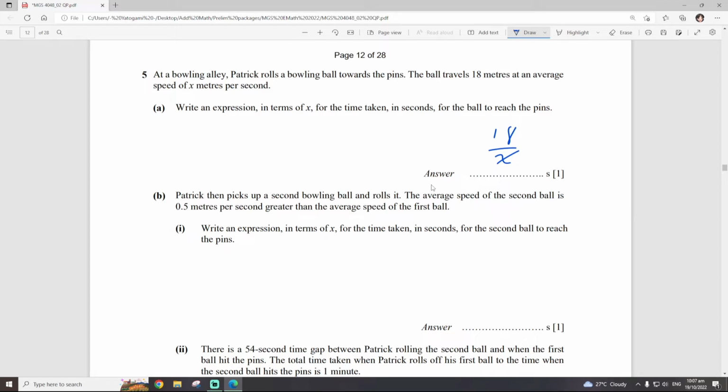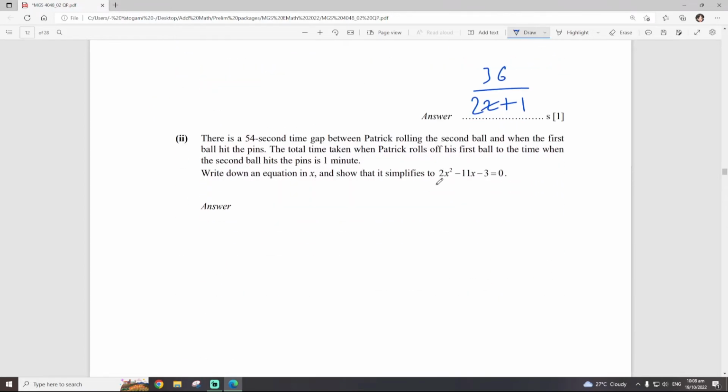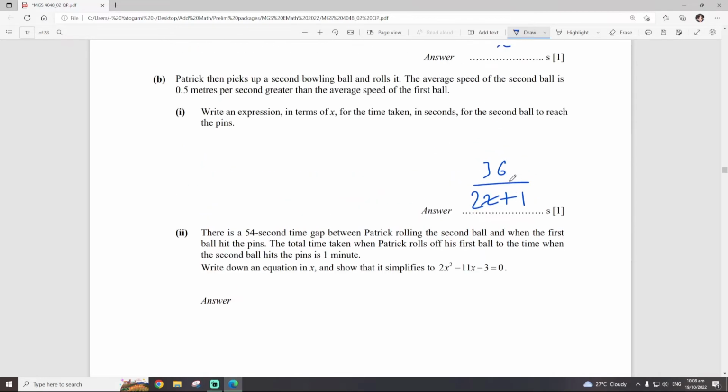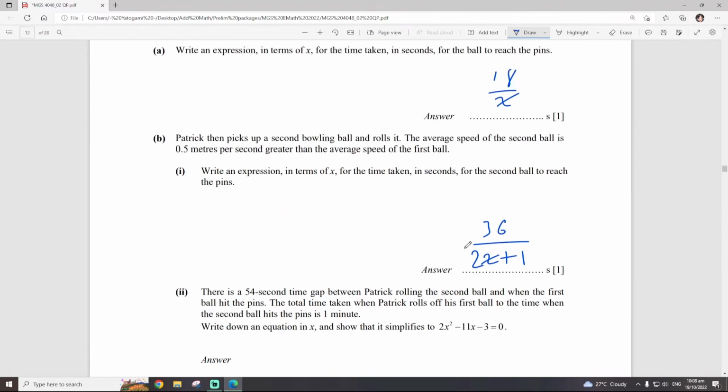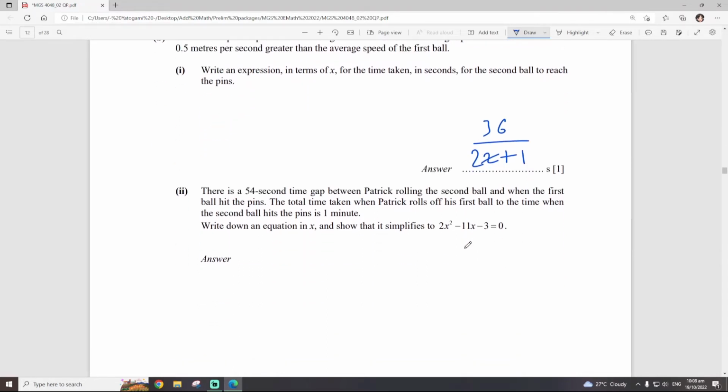So it's still going to be distance over speed, which is 18 over x plus 0.5, which I shall write as 36 over 2x plus 1. There's a 54-second time gap between Patrick rolling the second ball and when the first ball hits the pins. The total time taken from when Patrick rolls the first ball to when the second ball hits the pins is 1 minute. So let's take note of the events that are happening.